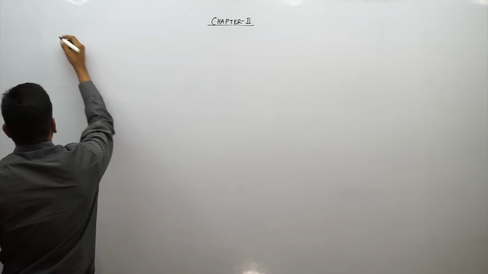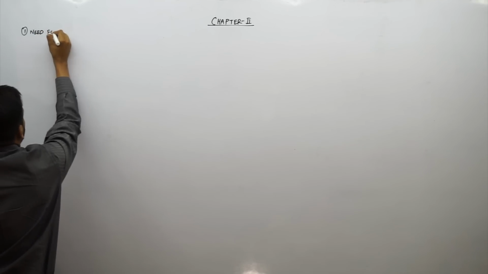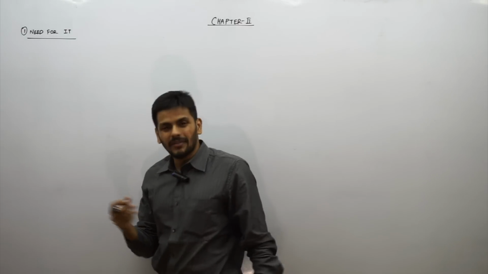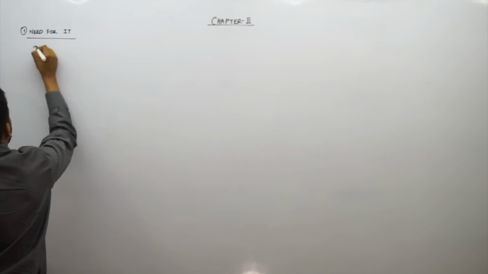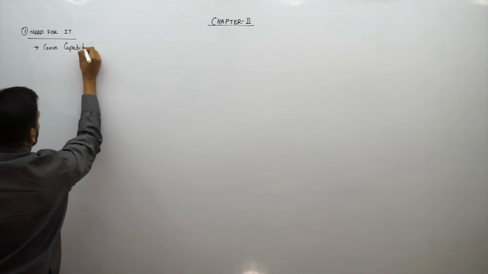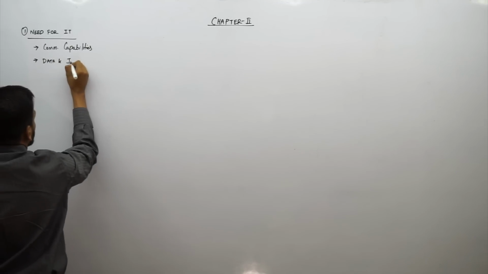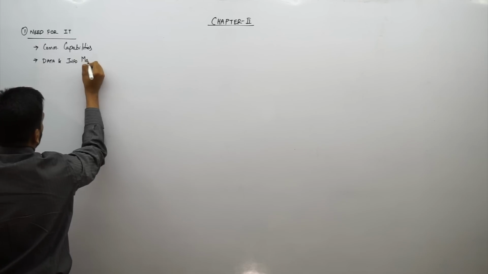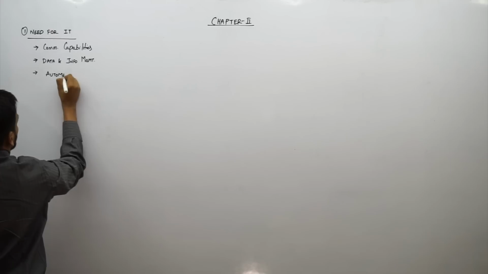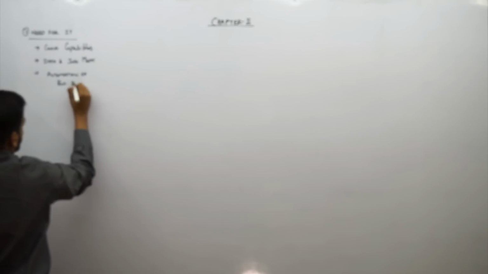Here, the first concept that we are dealing with is the need for information technology. Need for IT. It's a very simple topic. It's been asked 3 times in the exam in the past, so you can simply go. It's a very simple answer. 3 points only. What are the 3 points? Need for IT is that it improves communication capabilities, data and information management, and last but the most important one, automation of business processes.